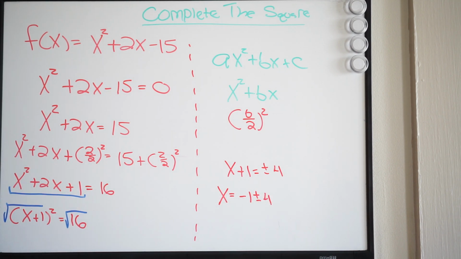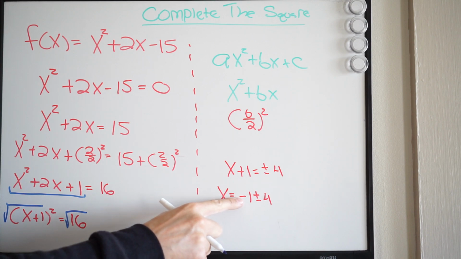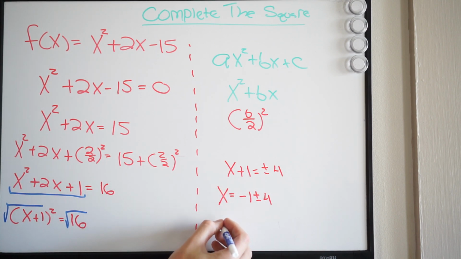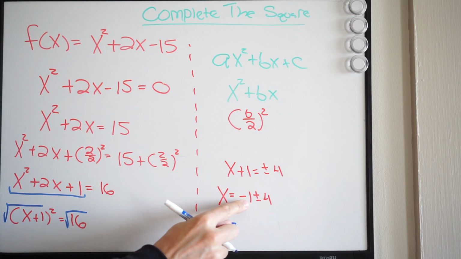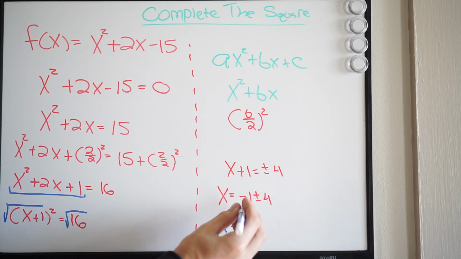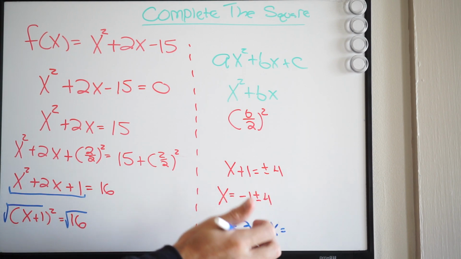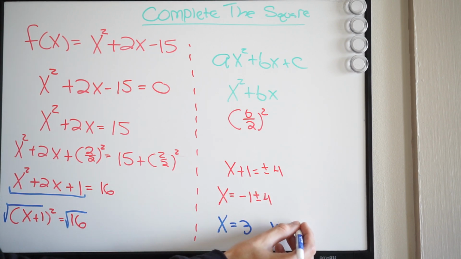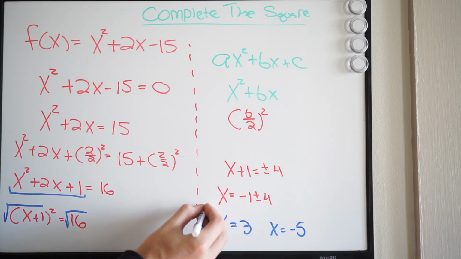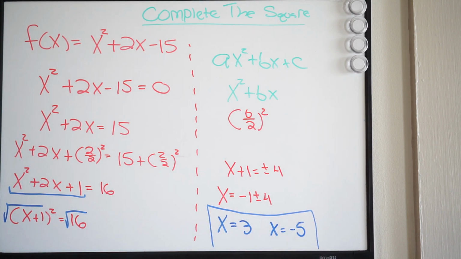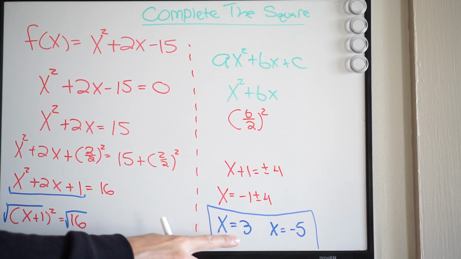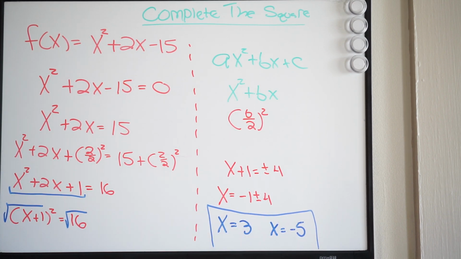Or in other words, if we do each of these operations out, a negative 1 plus 4 will give us 3, so x equals 3, and x also equals negative 1 minus 4, which is negative 5. So what we just did there was we found the zeros by completing the square. Again, this is where it's crossing the x-axis. In other words, that is where y is equal to 0. And that is how you go about completing the square when a is equal to 1.